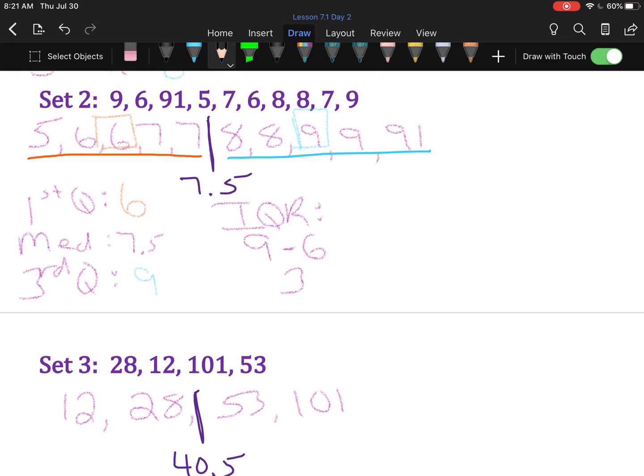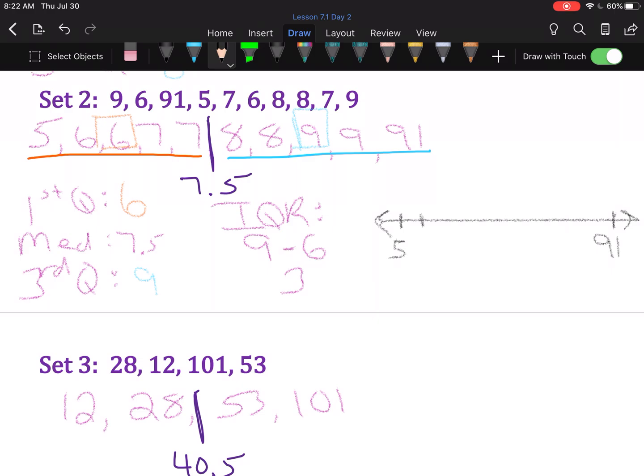The box and whisker plot here is a bit more interesting. So we put down a number line. On the left end of the number line, I put the smallest number in the set, which is 5. And on the right end of the number line, I put the biggest number of the set, which is 91. Now I'm going to put 3 more things down. The first quartile, the median, and the third quartile, which are 6, 7.5, and 9 respectively.